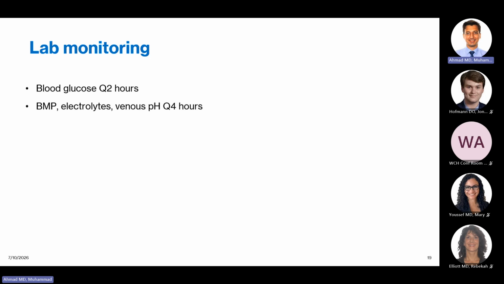And for lab monitoring, we will have to monitor BMP, electrolytes, and venous pH. But we don't need to monitor venous pH if we can see the patient is getting better and the bicarb is increasing. We can correlate the clinical picture with the laboratory findings. So BMP, magnesium, phosphorus, these are the major labs that we have to order. We have to see whether the nurse is doing them or not. We have to make sure they are done at the appropriate timing. We are not skipping these labs.